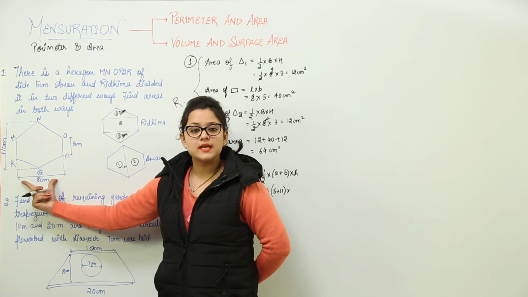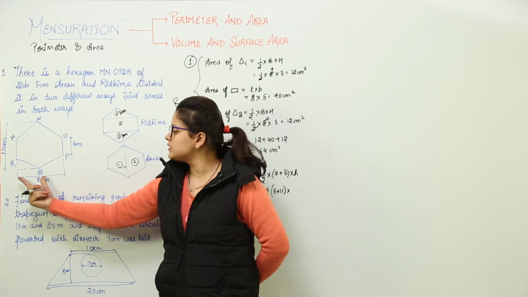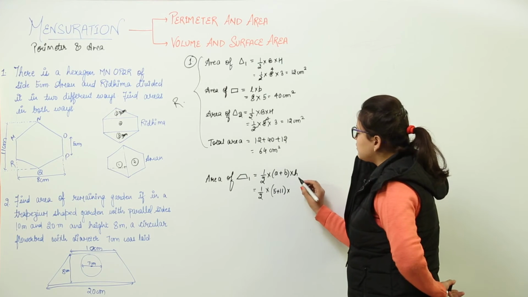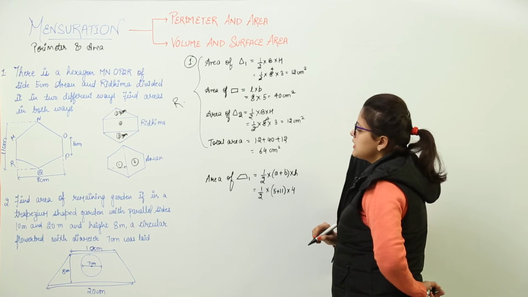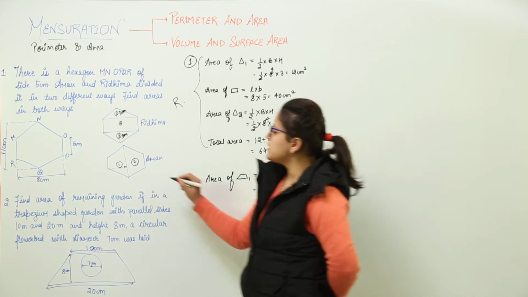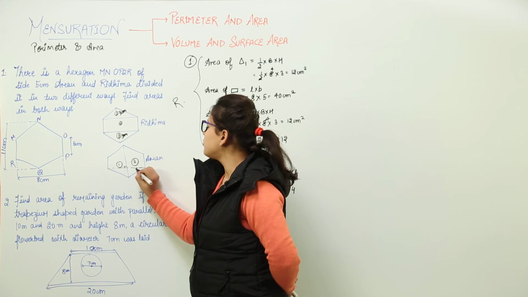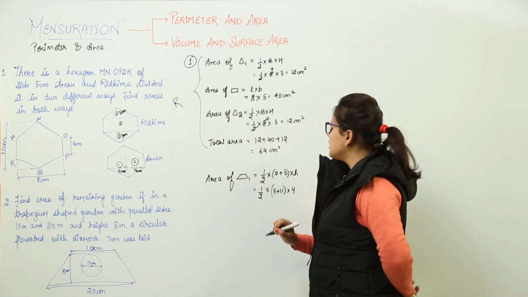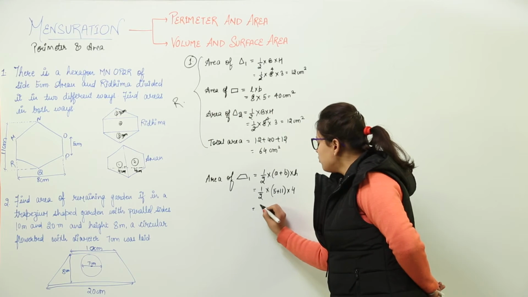So if we divide this 8 into 2 equal parts, how much do we get? 4 and 4 each. That means the height for the trapeziums that we have is equal to 4. So I am mentioning it over here for both the trapeziums, 4 centimeters and 4 centimeters.